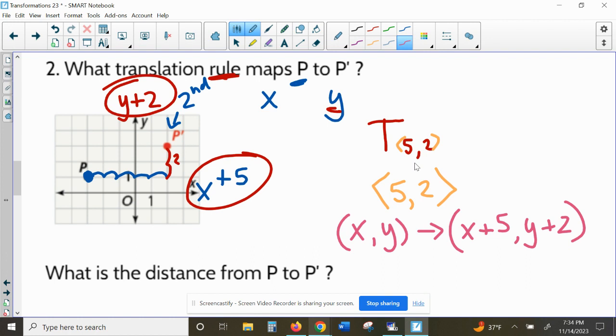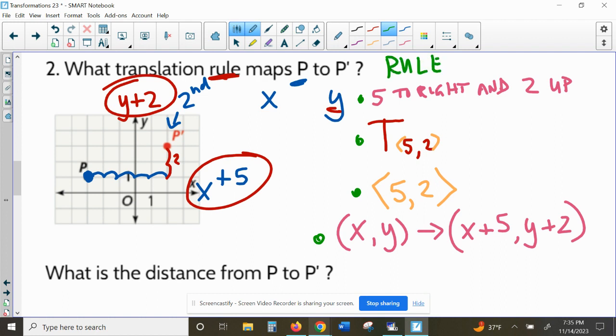And I could even put it in words, just like we had words on the front of the page, that says something like, literally, move 5 to the right and 2 up. So this is 1, 2, 3, 4 different ways to write the same rule. So the rule can be written in 4 different ways, and you'll see them in all ways. So make sure you know how to do all of them.